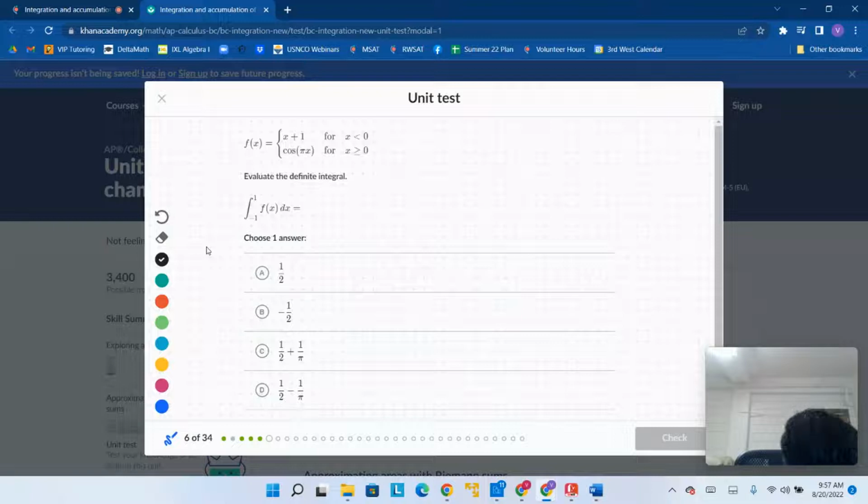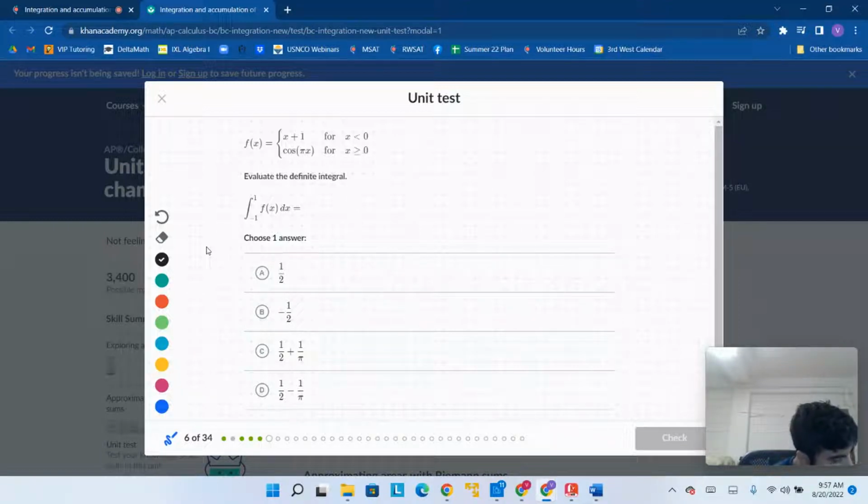So we can split it into the integral from negative 1 to 0 of x plus 1 dx, plus the integral from 0 to 1 of cosine pi of x dx, and that's going to be equal to what? Well, the antiderivative of x plus 1 is going to be 1/2 x squared plus x, right?